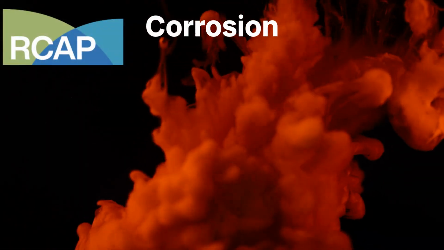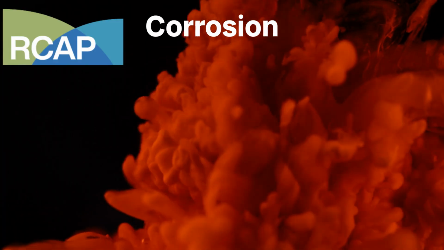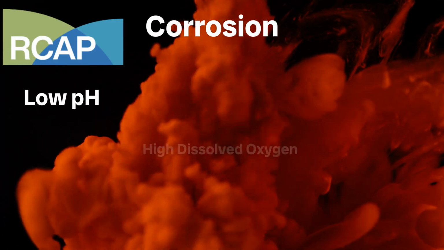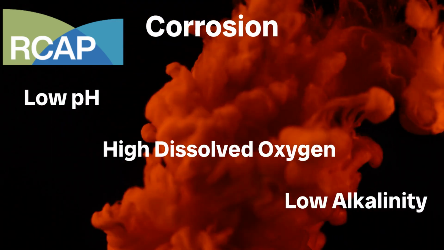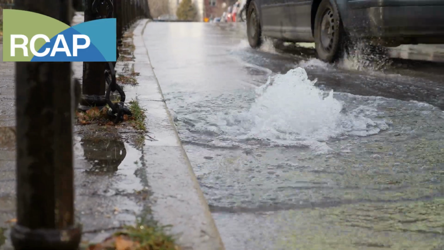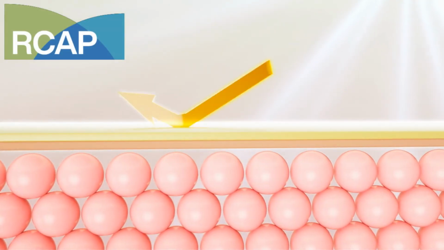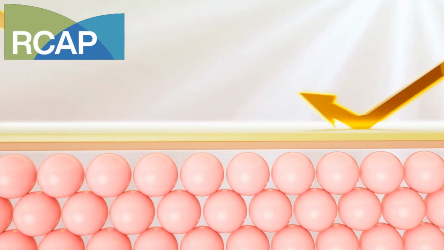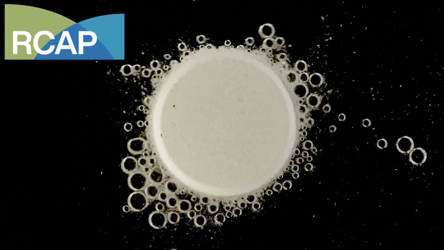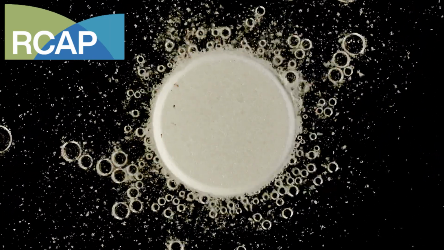Corrosion occurs when water reacts chemically with the materials in pipes. Water with low pH, high dissolved oxygen, or low alkalinity can eat away at pipe walls, especially in old systems that may contain lead components. Corrosion control changes the water chemistry to form a protective layer or reduce water's tendency to dissolve metals. Let's look at the methods that could be used.